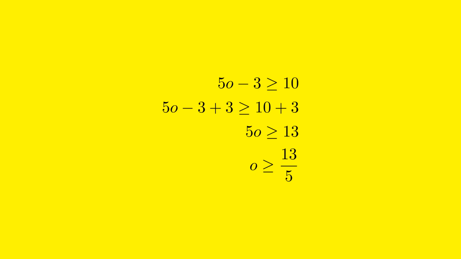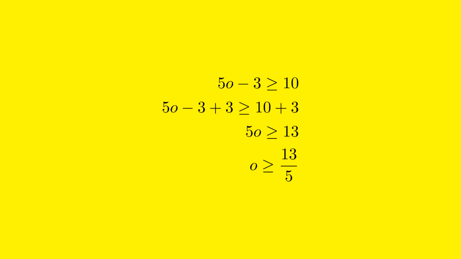This step ensures that the inequality remains balanced because we are performing the same operation to both sides. The inequality 5o minus 3 greater than or equal to 10 becomes 5o minus 3 plus 3 greater than or equal to 10 plus 3. When we simplify this, we see that the minus 3 and plus 3 on the left side cancel each other out, leaving us with just 5o on the left side. On the right side, we need to add 10 and 3, which equals 13. So the inequality now reads 5o greater than or equal to 13.